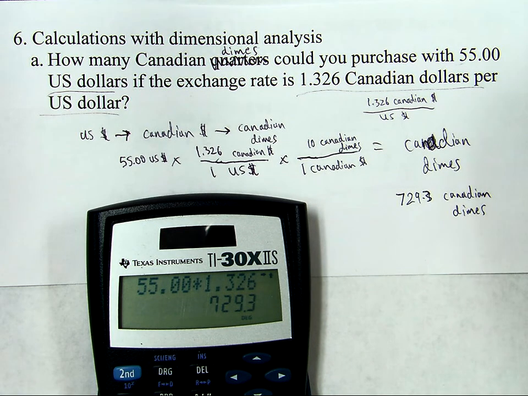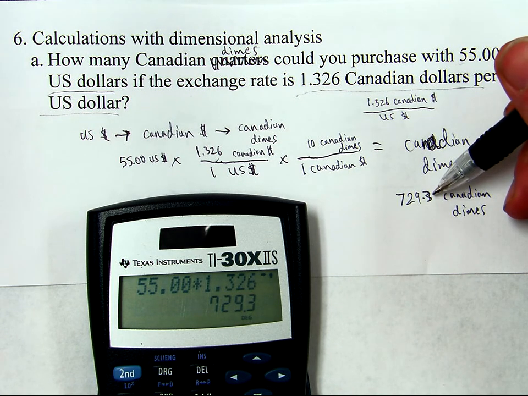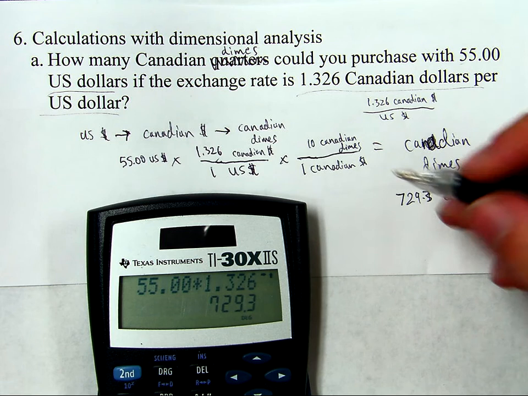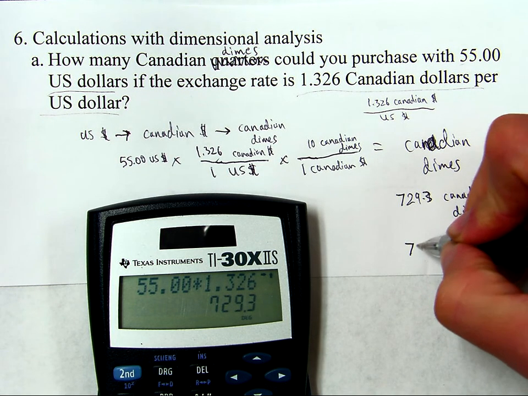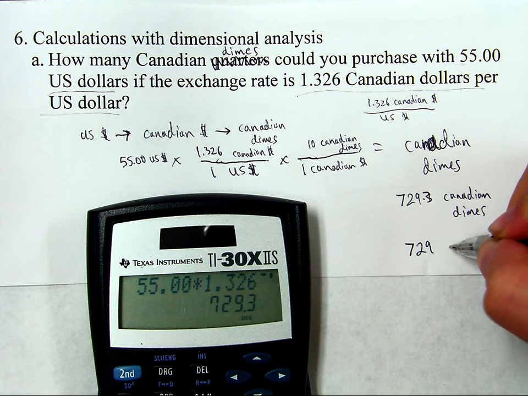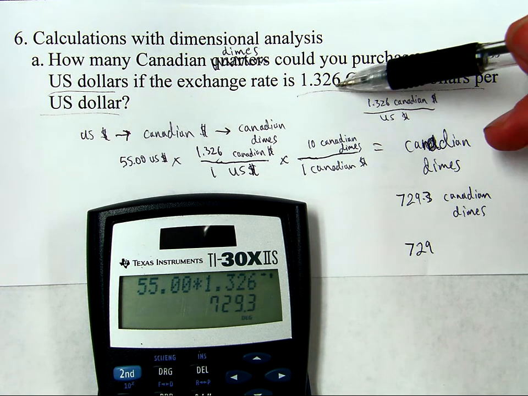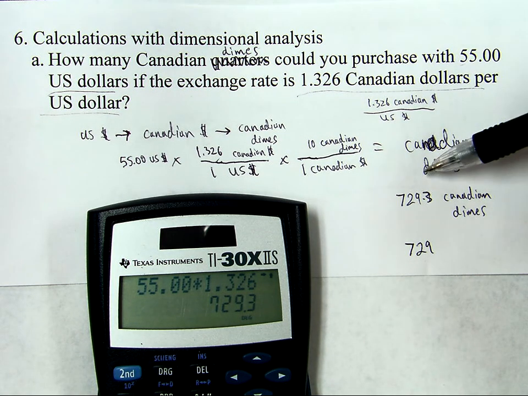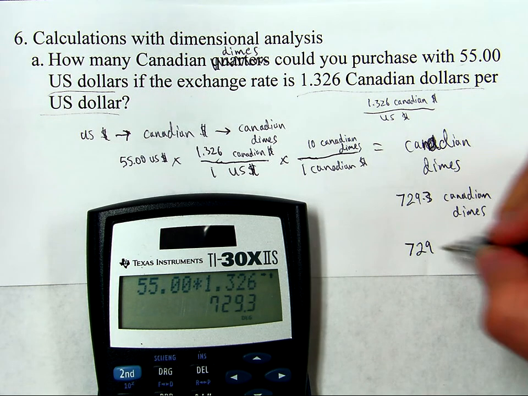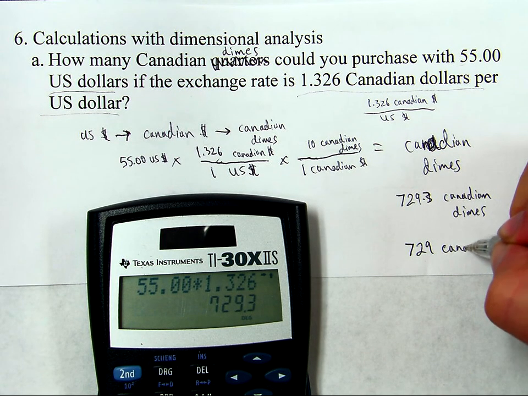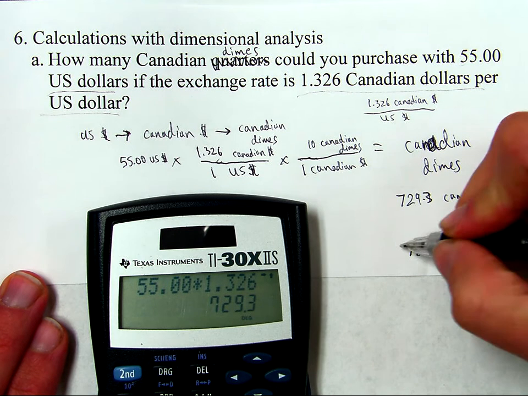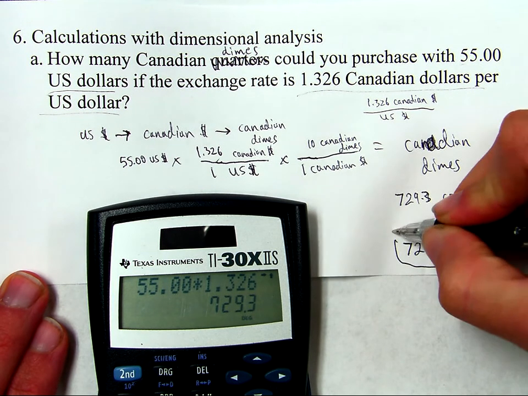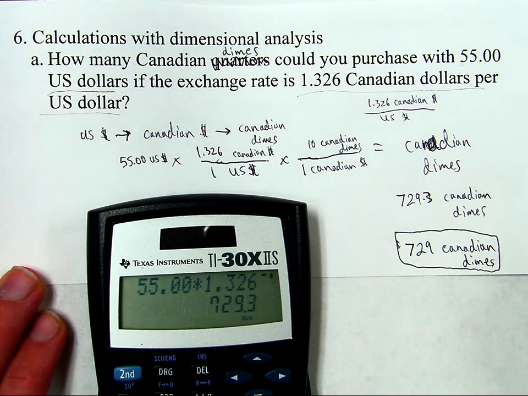Theoretically. Now, I have a hard time imagining going to the exchange window and having them chop a dime in 3 for you and giving you 0.3 dimes. So I imagine what that really means is you're going to get 729 Canadian dimes. Even though I suppose if this was anything else, you would use 3 significant figures. I don't think anyone's going to give you a third of a dime. Sometimes a little common sense has got to be called into play here. There you go. That's how it works.